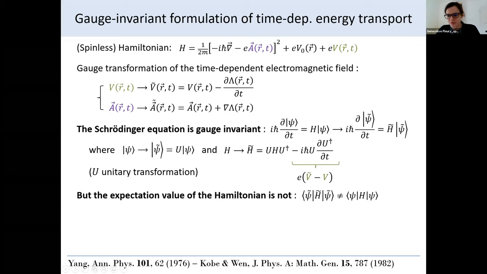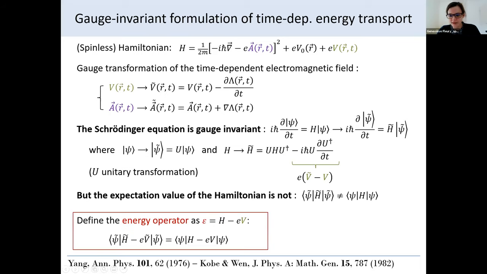So if we sandwich H tilde with psi tilde, the first contribution gives us this term, but there is another contribution due to this term, which is equal to V tilde minus V. So if we want to get rid of this contribution, we need to define the energy operator epsilon as H minus EV, where V is the time-dependent scalar potential. So in the static case, V is zero and epsilon coincides with the Hamiltonian operator. But in general, in the time-dependent case, we need to define a new energy operator that way, so that the expectation value is gauge invariant.